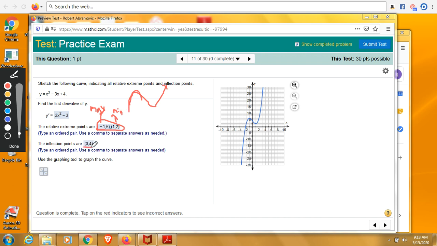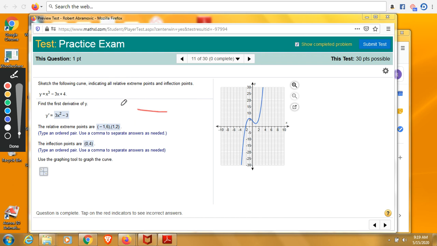Inflection points. To find the inflection points, we need to find y double prime. Y double prime is equal to, in this case, 6x, and 6x is 0 precisely when x is equal to 0. So the number 0 divides the number line into exactly 2 subintervals.